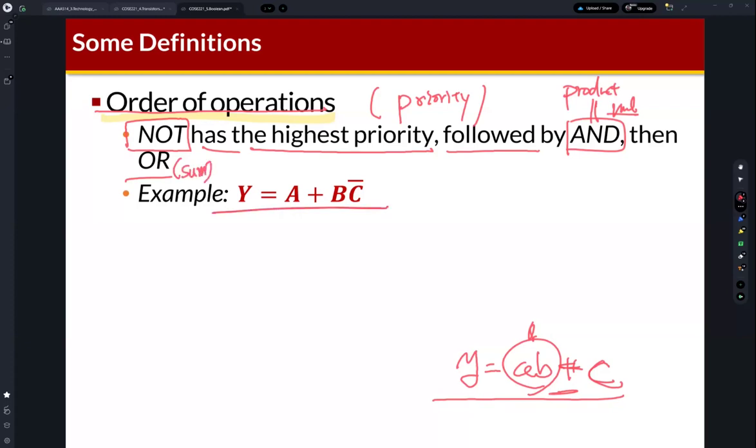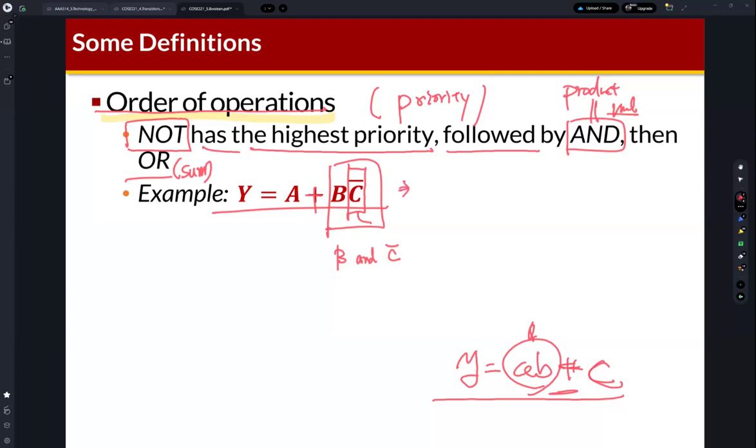So this is the example: Y equals A plus B multiplied by C bar. Firstly, we need to calculate the C bar, which is the NOT of C. Then B C is a multiplication, so we need to perform B and C bar. And then this is OR. So this is the order of operation.